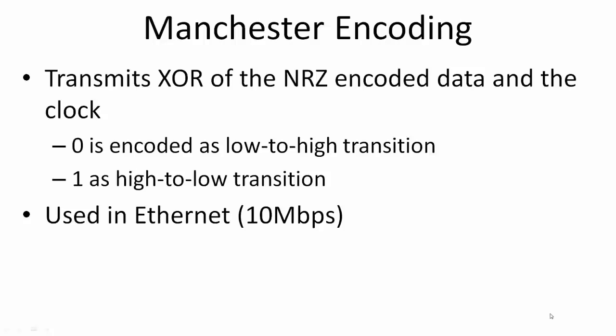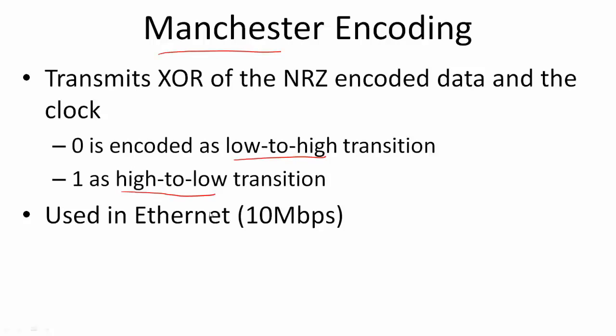So another encoding called Manchester basically transmits an XOR of the NRZ encoded data with the clock. Basically this boils down to 0 being encoded as a low to high transition and 1 as a high to low transition. And this is the encoding that is used in 10 megabits per second Ethernet.